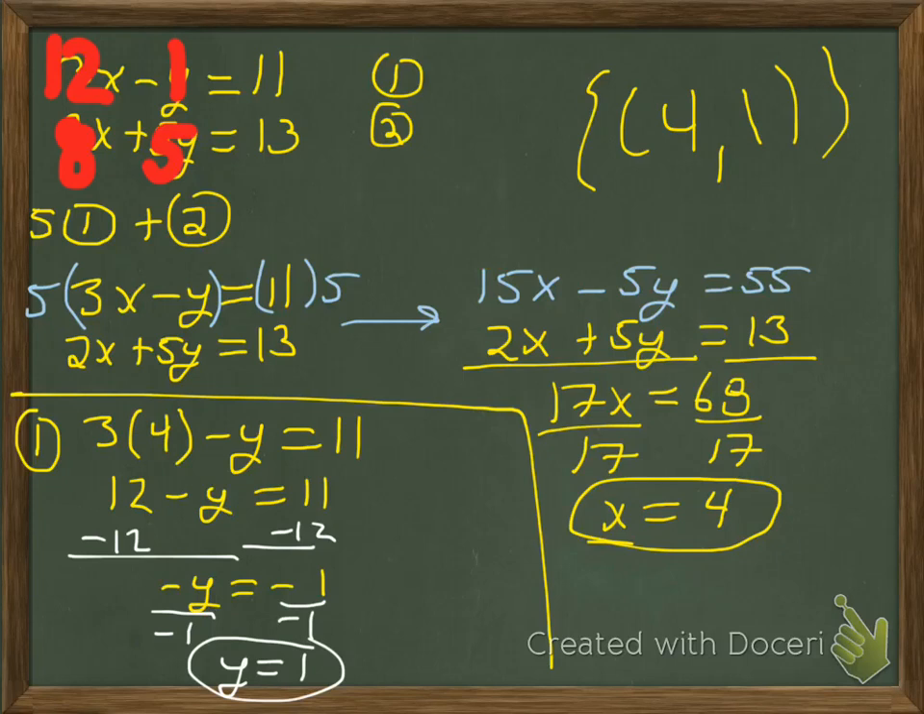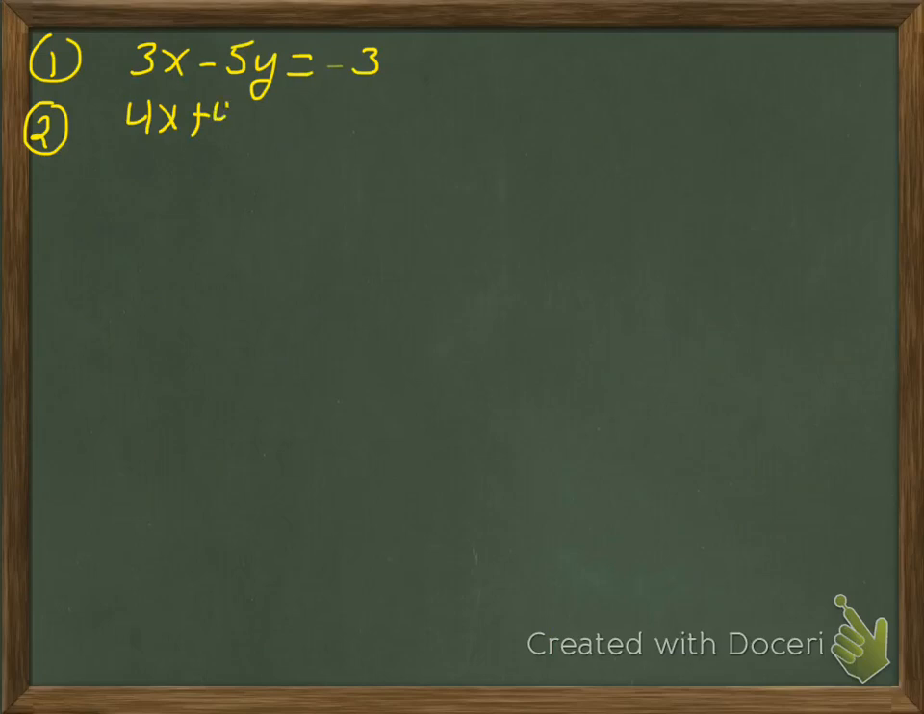Okay? We're going to do one more, and this last one requires us to multiply both equation 1 and equation 2. So equation 1 is 3x minus 5y equals negative 3. Equation 2 is 4x plus 4y equals negative 4. Okay? So here's what I'm kind of looking at. So I look at the x's.